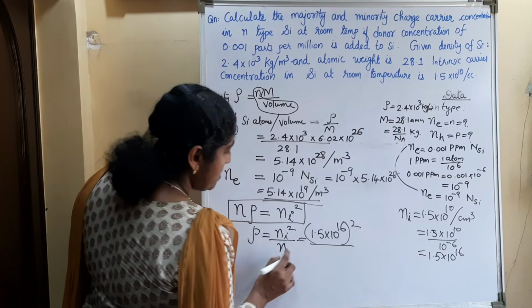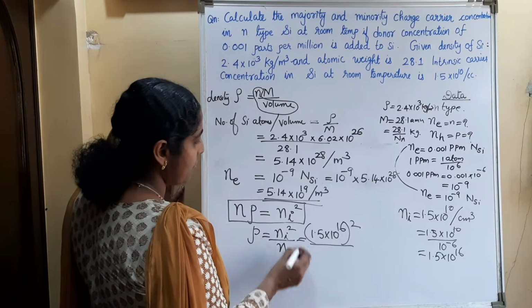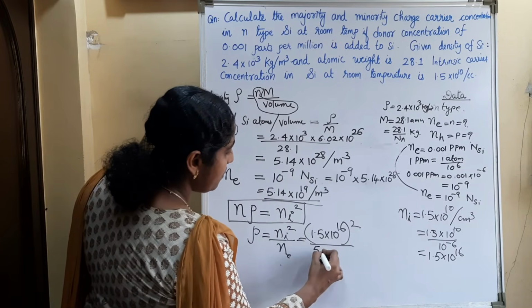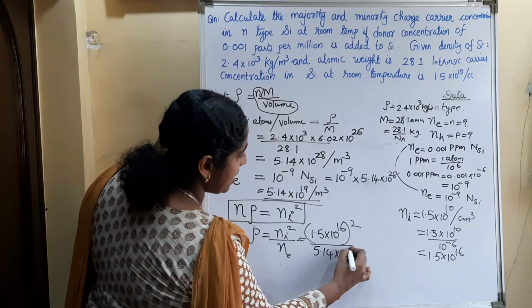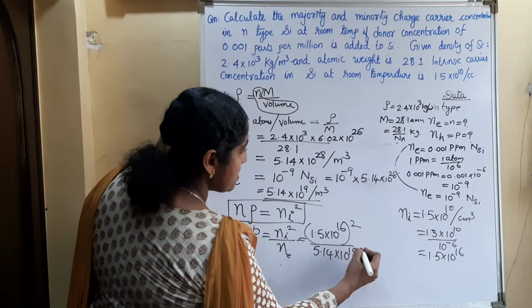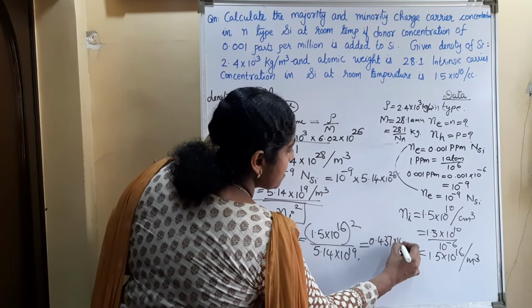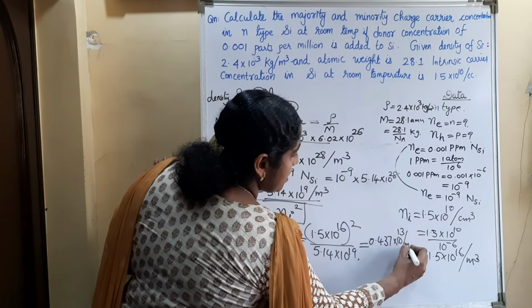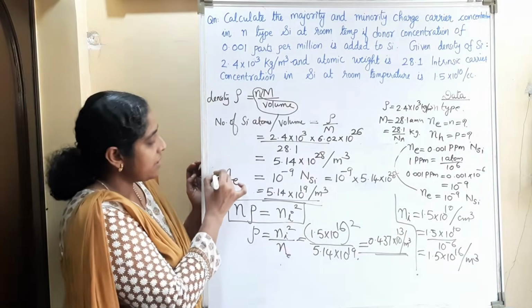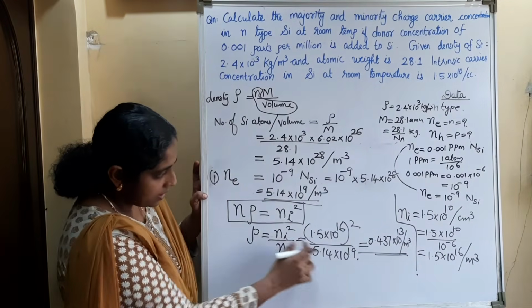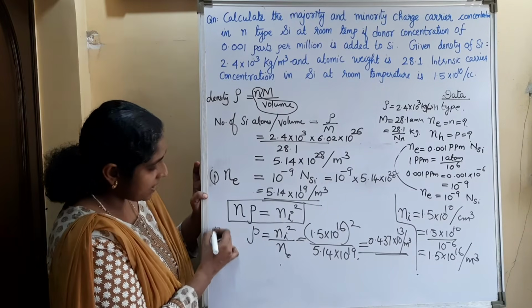So we can substitute the intrinsic carrier concentration here, (1.5 into 10 raised to 16) square divided by n, this is electron concentration. So electron concentration is 5.14 into 10 raised to 19 per meter cube. So that is equal to 0.437 into 10 raised to 13 per meter cube. So here the major carrier concentration is this, and this p gives the minor charge carrier concentration.